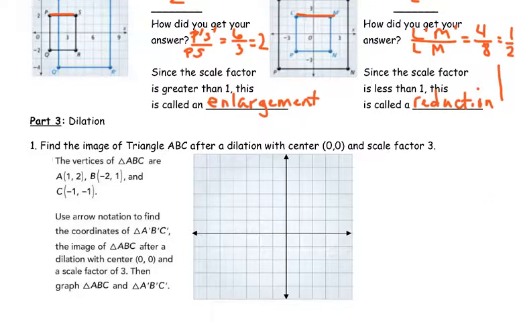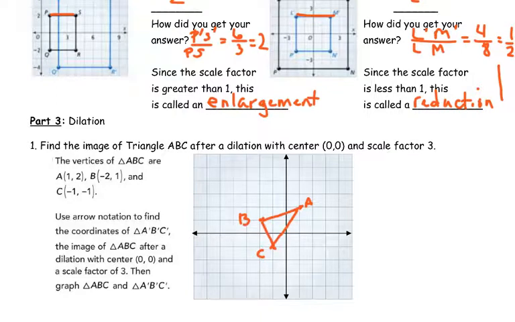Part 3 says to find the image of triangle ABC after a dilation of center (0, 0) and a scale factor of 3. And the vertices of ABC are: A is (1, 2), so plot (1, 2). (-2, 1) is B. And (-1, -1) is C. Now use your straight edge to connect those points.